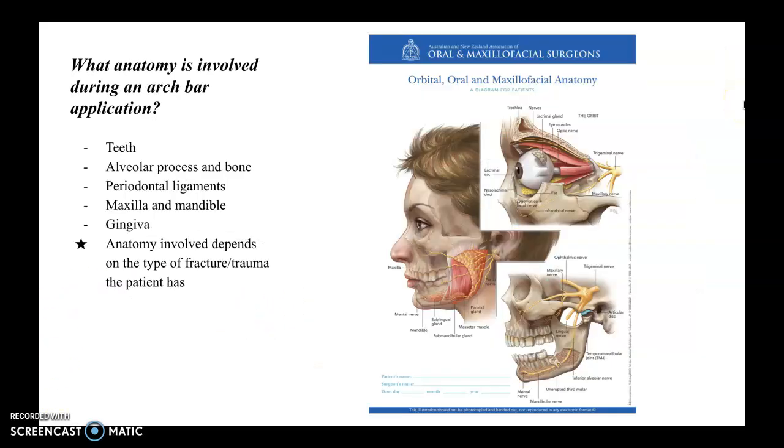So the anatomy that would be involved in this procedure would obviously be the teeth, the alveolar process and bone, periodontal ligaments and muscles, the maxilla and mandible bones, and your gingiva, which is just basically your gums. But the specific anatomy as for which teeth are involved, which parts of the jaw are involved, that depends on the type of fracture that the patient has and the severity of it.